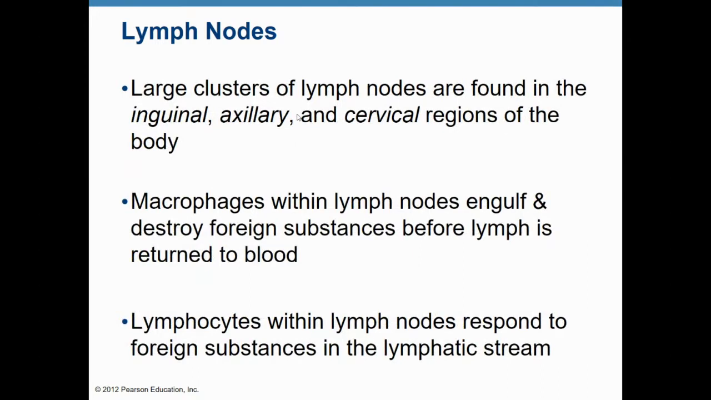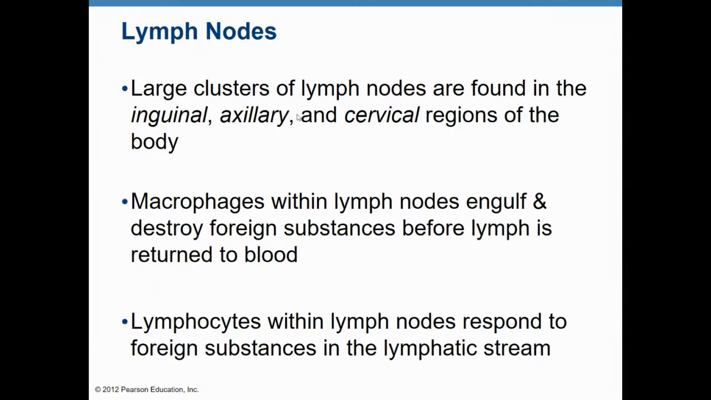There are large clusters of lymph nodes that are found in certain areas of the body. There's a large cluster that's located in the neck. Those are called the cervical lymph nodes. There's a large cluster that's found in the armpit. Those are the axillary lymph nodes. And there is a large collection that we find in the groin, and those are called the inguinal lymph nodes.